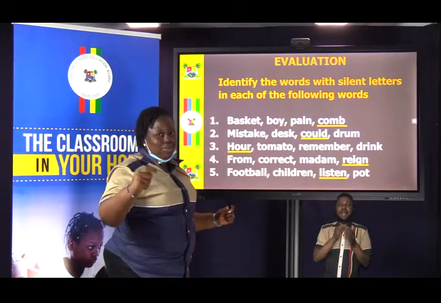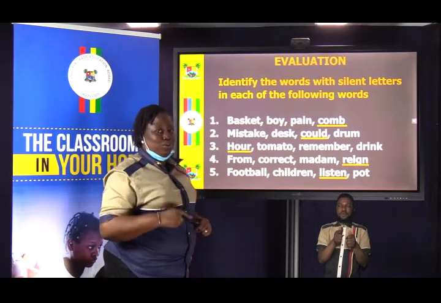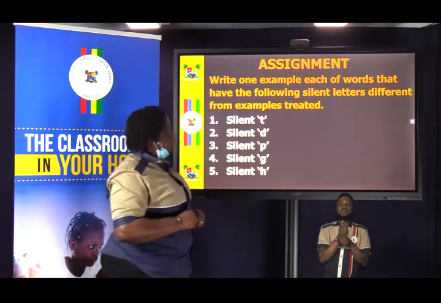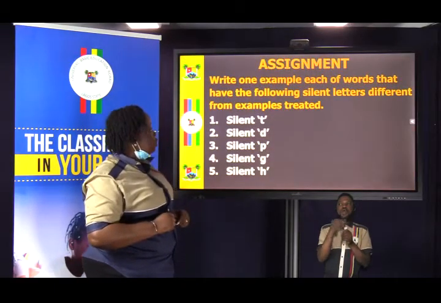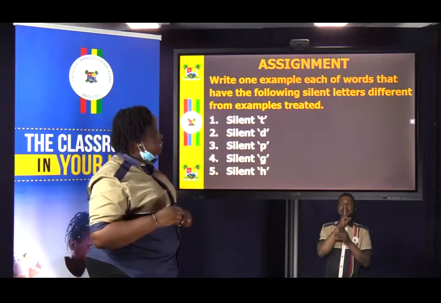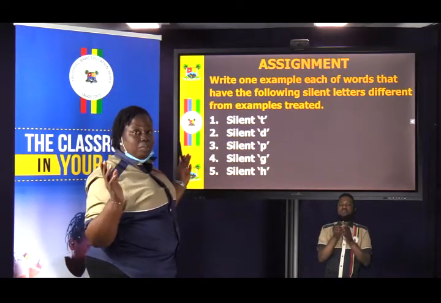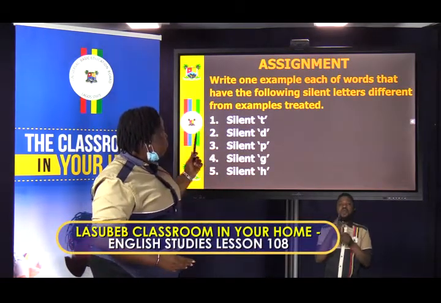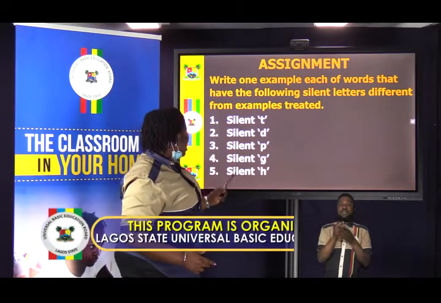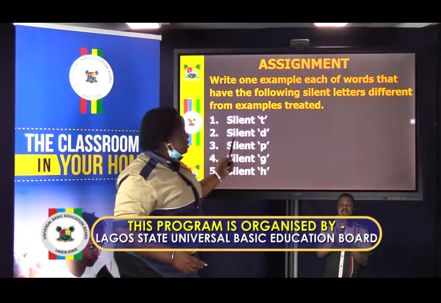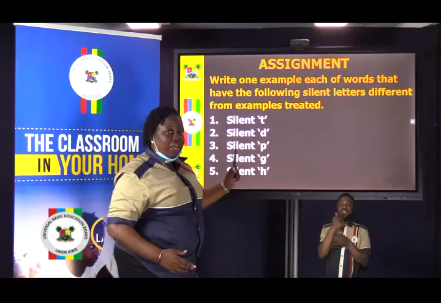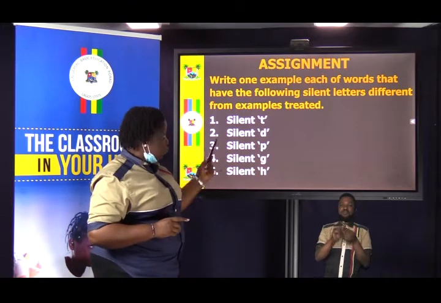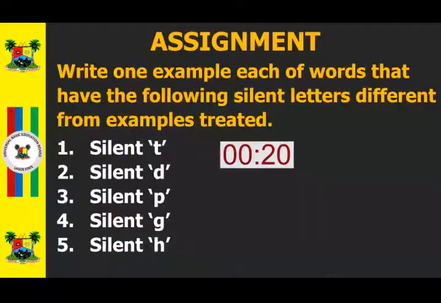And on this note, I celebrate you with a cheer. Good job, you. Now, for your homework or your assignment, please write one example each of words that have the following silent letters, different from the examples treated. We have looked at so many examples. Please give me one example each of words that have silent T, silent D, silent P, silent G, and silent H. I give you the next 20 seconds to capture this homework, and I'll be back to sign out.